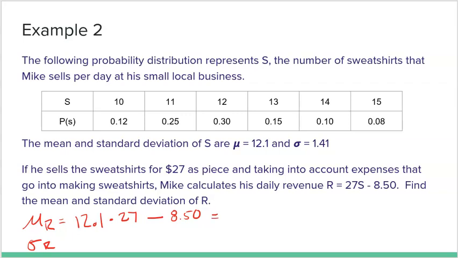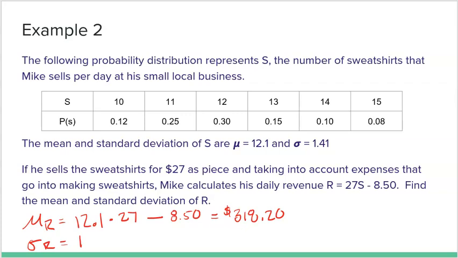So again, take the mean, 12.1, times the 27. That's the $326.70 that we saw in the last problem. But now we have to subtract away the expenses to get how much money Mike actually keeps. And that is $318.20. Sorry, I read that wrong. Now, what about the standard deviation?